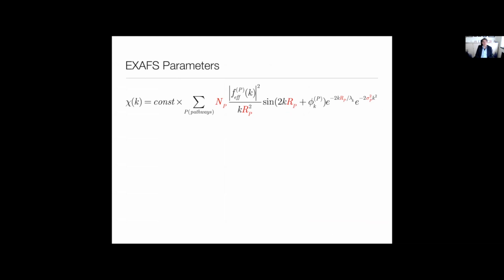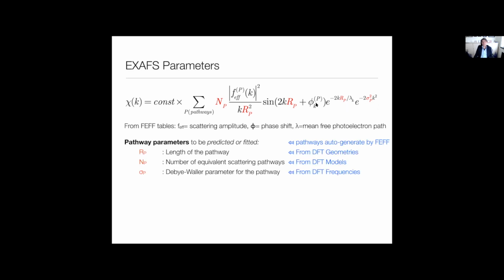Now, of course, this is the EXAFS master equation, very well known, and it consists of a sum over scattering pathways, where N_P is the length of that pathway, R_P is the metal-ligand distance, and sigma is the Debye-Waller factor. Basically, these are the things that you need in order to predict the EXAFS spectrum.